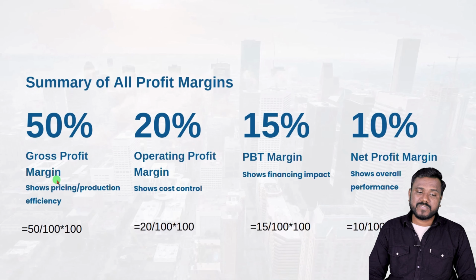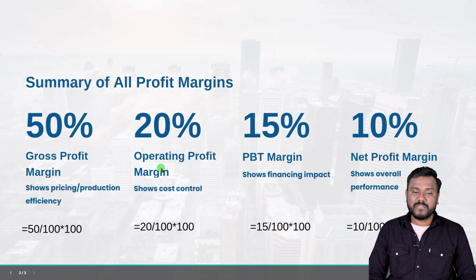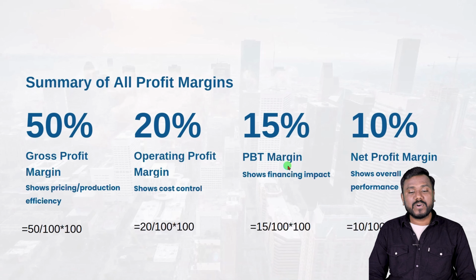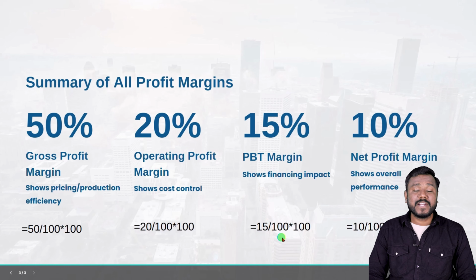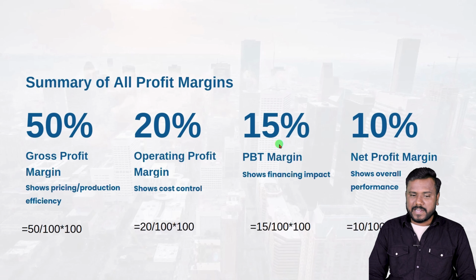And if you try to convert these into percentages, you get this kind of result. Gross profit margin is 50%. So your gross profit of 50 out of your sales is the gross profit margin, and you have an operating profit of 20 rupees. If you compare with these sales, you have a profit margin of 20%, and profit before taxes is 15 rupees out of 100 rupees sales.